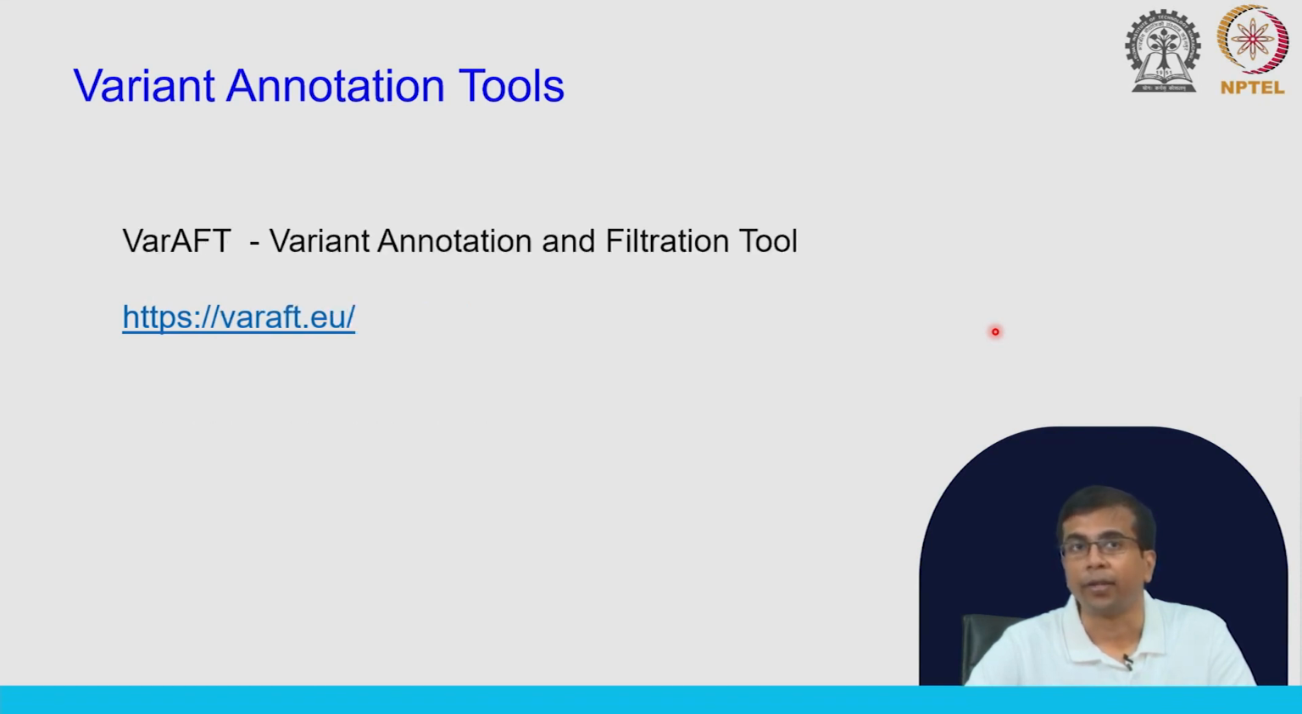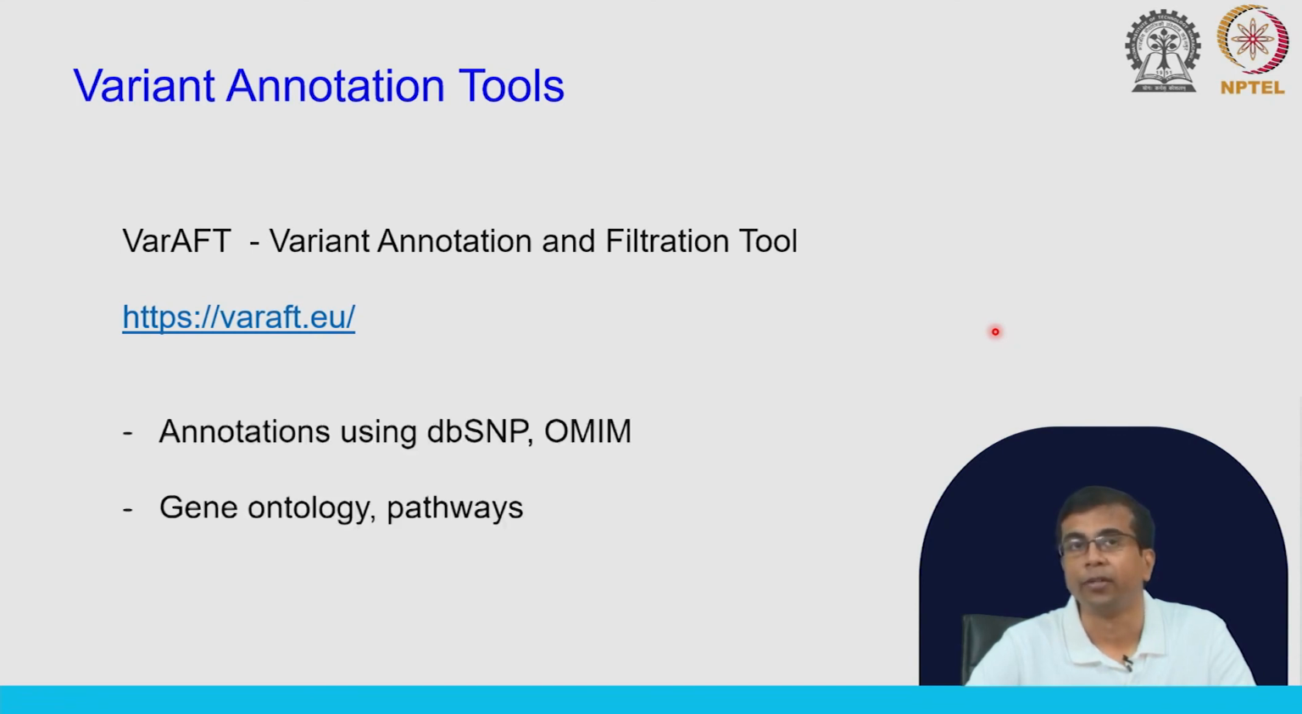You can also use another tool called VAT, the variant annotation and filtration tool. This helps in annotation using dbSNP or OMIM if you are working with human data. It also associates your variants with gene ontology and certain biological pathways. We will talk about gene ontology in later classes in much more detail. It mostly looks at the functions of genes or their involvement in biological processes. These kinds of tools are now available that you can utilize for your variant annotation.